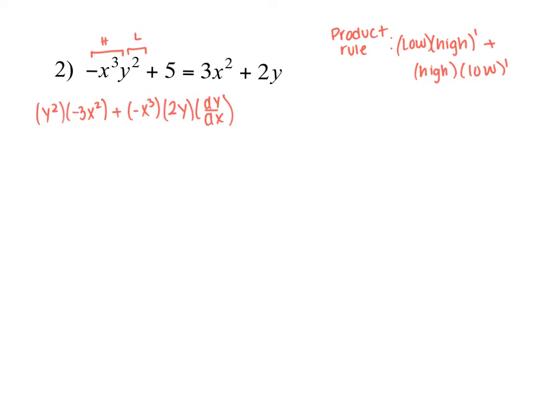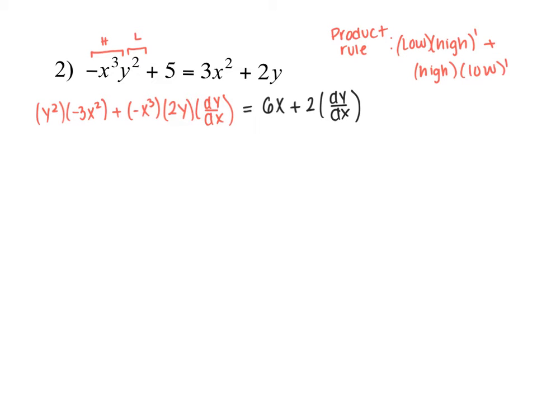So what is the derivative of a constant? 5. You should be saying 0, so we don't even have to write that. And then the derivative of 3x squared is 6x. And the derivative of 2y is 2, but I took a derivative of y, so next to it I need a dy dx.